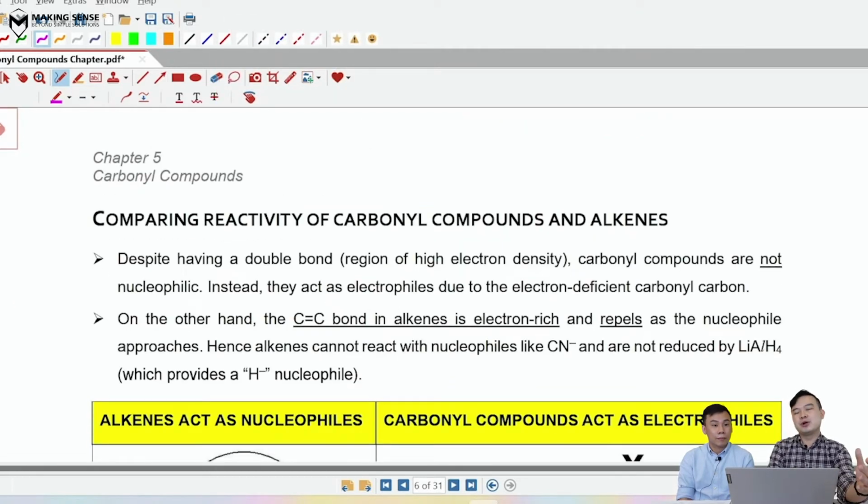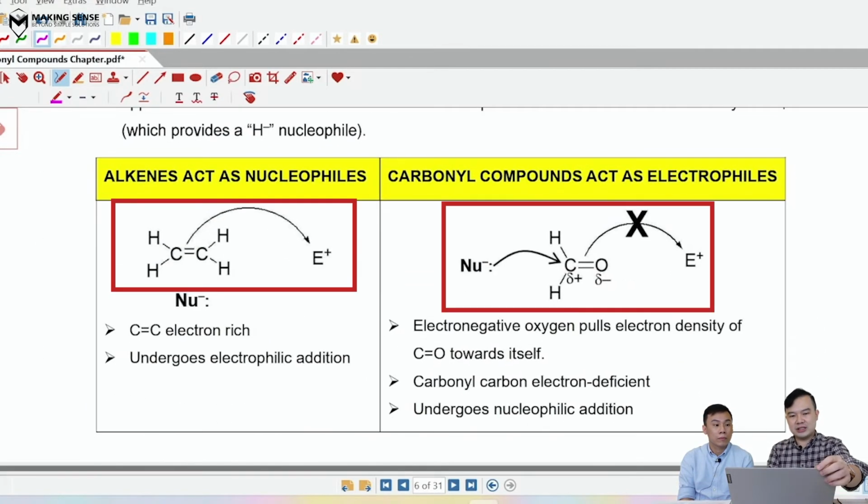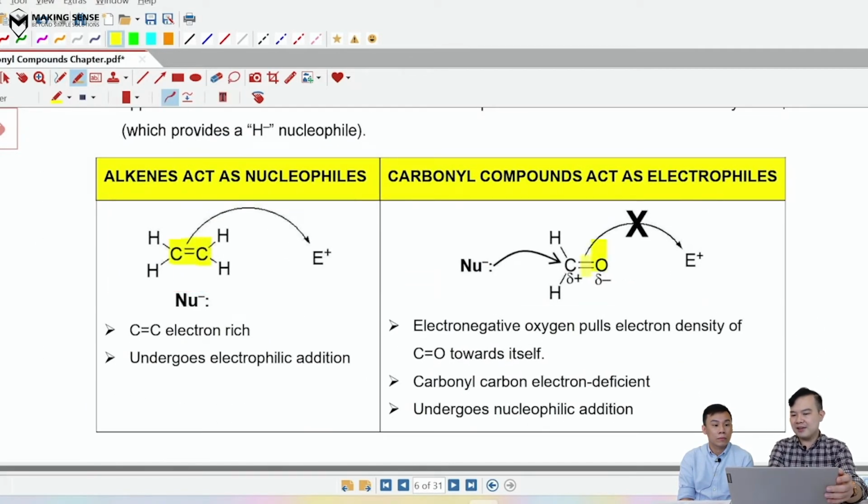Now, the next part is we're going to take a look at carbonyl compounds and we'll compare them against different functional groups. The first of which is going to be an alkene. Now, if I take a look at the two structures, you will notice that both of them have some similarities.